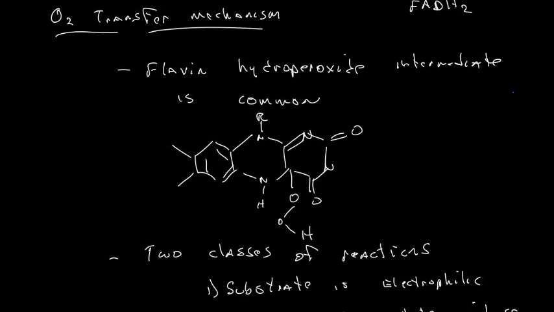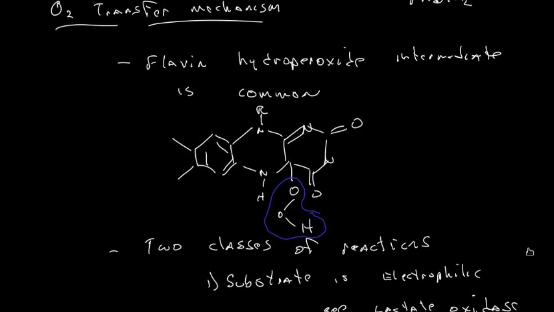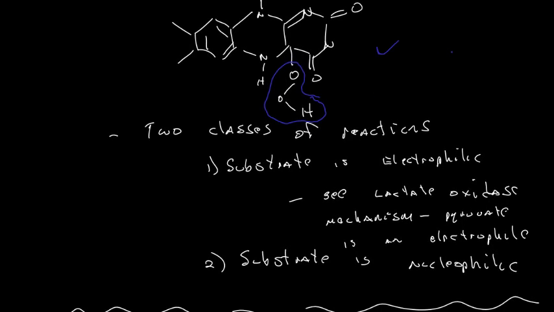More importantly, what I wanted to talk about for this particular reaction is the O2 transfer mechanism. As we'll see, a very common motif is the flavin hydroperoxide intermediate in these types of reactions. Here's the structure of the flavin hydroperoxide. Here's the hydroperoxide piece. We saw this in the last video on lactate oxidase. This was an important intermediate.